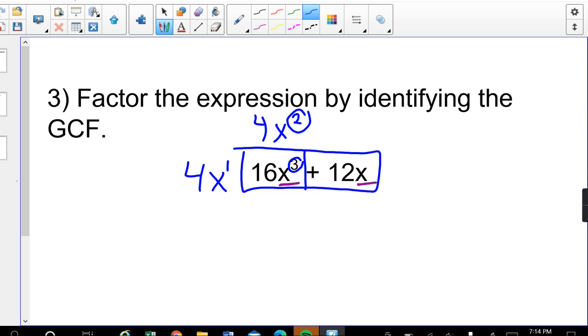Then I'm looking at 12x. What do I multiply by 4x to get 12x? Well, that would be 3. So now if I ask you what the factors are for this expression, I'm looking for the outside numbers. The outside numbers are the factors, the terms that we multiply to get the inside numbers, the product. So the factors would be 4x and 4x squared plus 3.